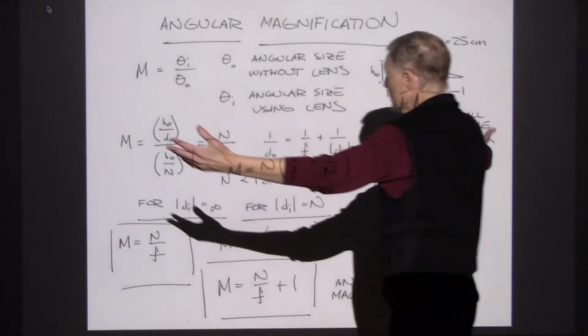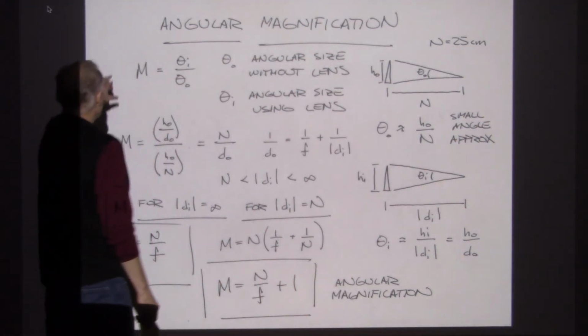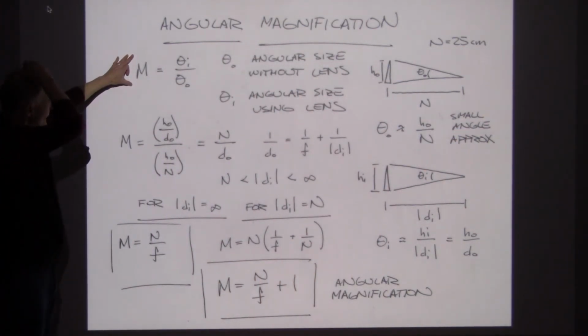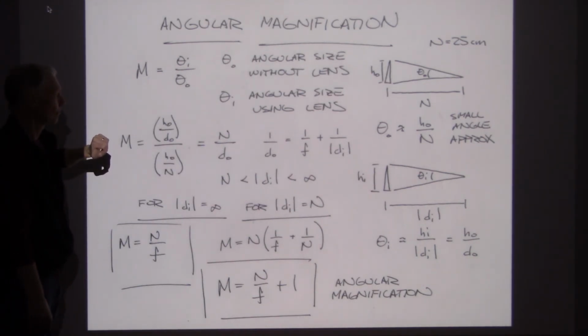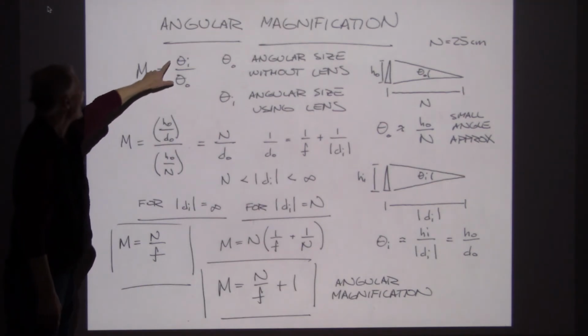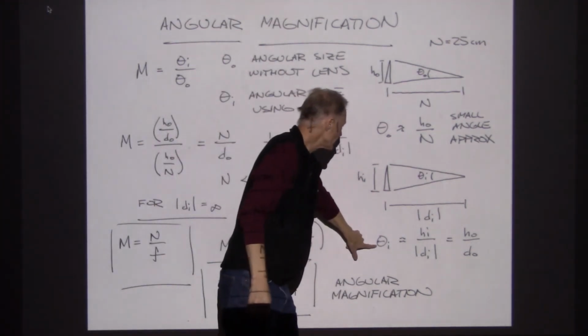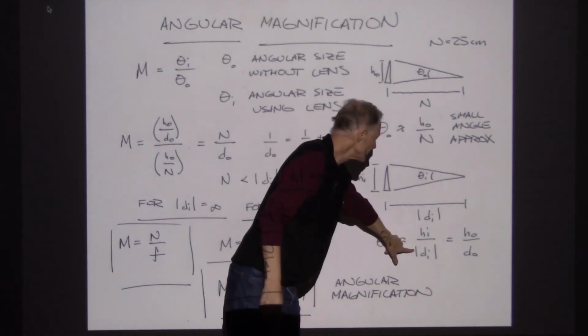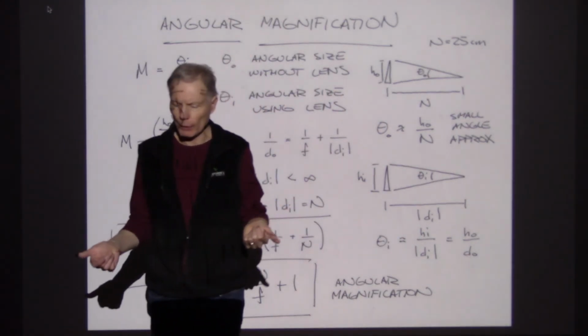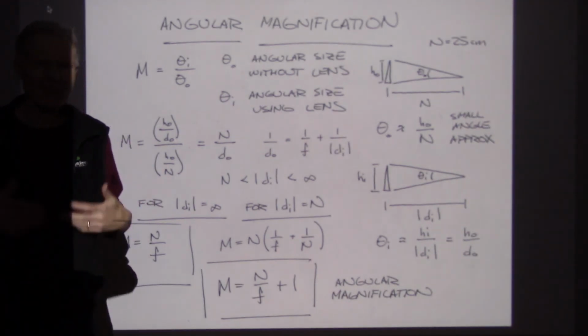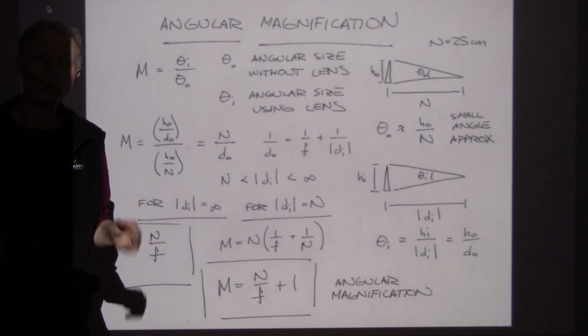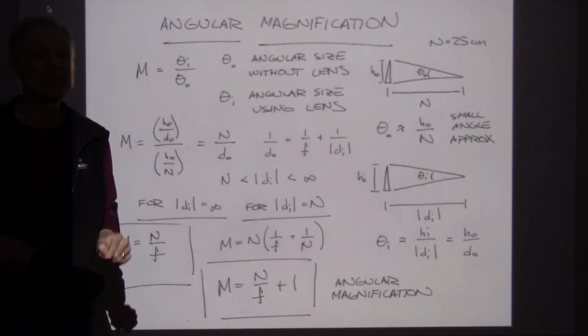All right, let's do the math. Following the formula here, we're going to take theta I and put it on top. Now, theta I is given by hi over the absolute value of di, because I don't want to confuse myself with negative values. I know that di is negative.